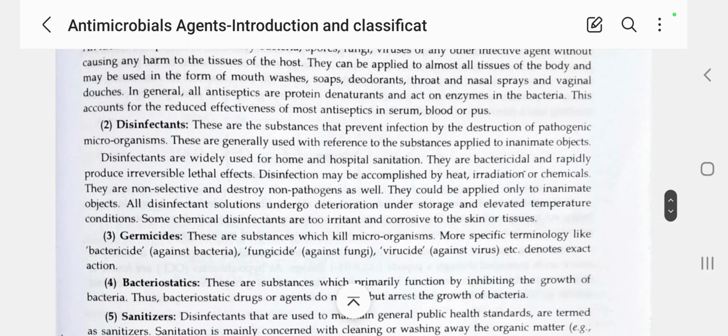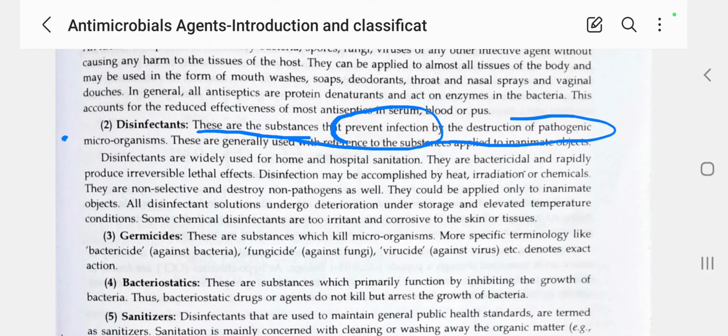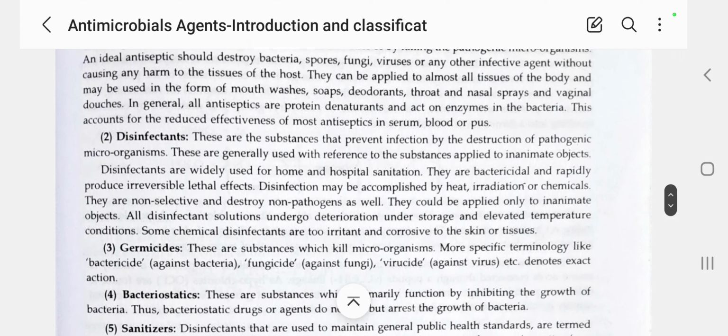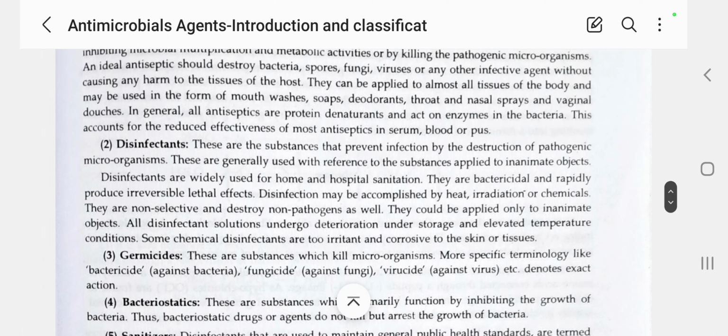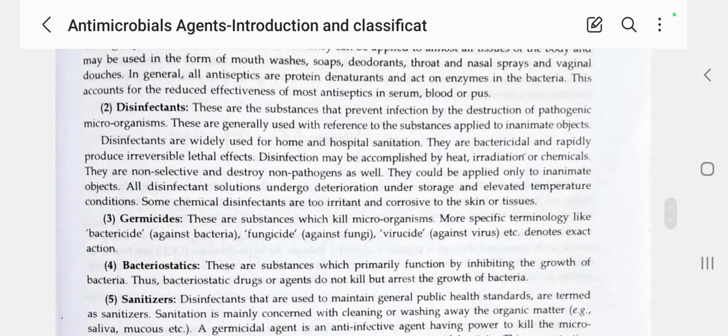And disinfectants are substances that prevent infection by the destruction of pathogenic microorganisms. These are generally applied to inanimate objects. So we can understand that disinfectant differs from antiseptic. Antiseptic is applied only on living organisms, but disinfectant is applied on inanimate objects. Disinfectants are widely used for home or hospital sanitization purposes.